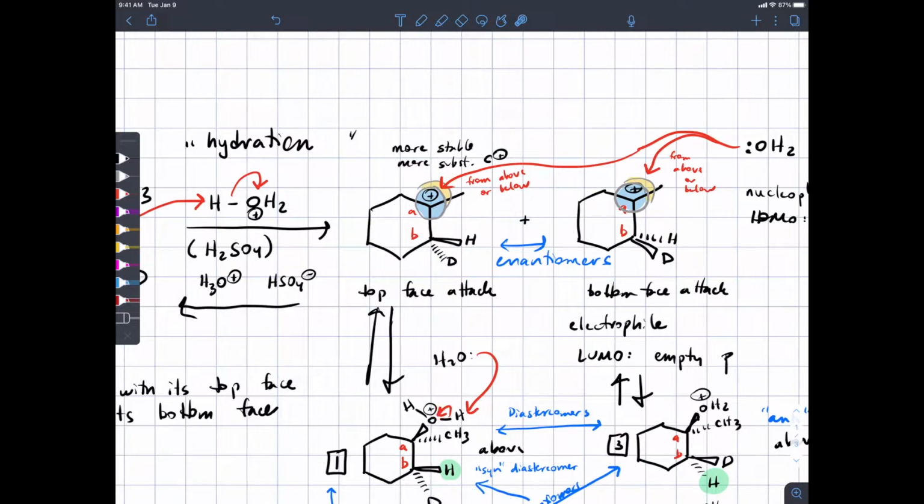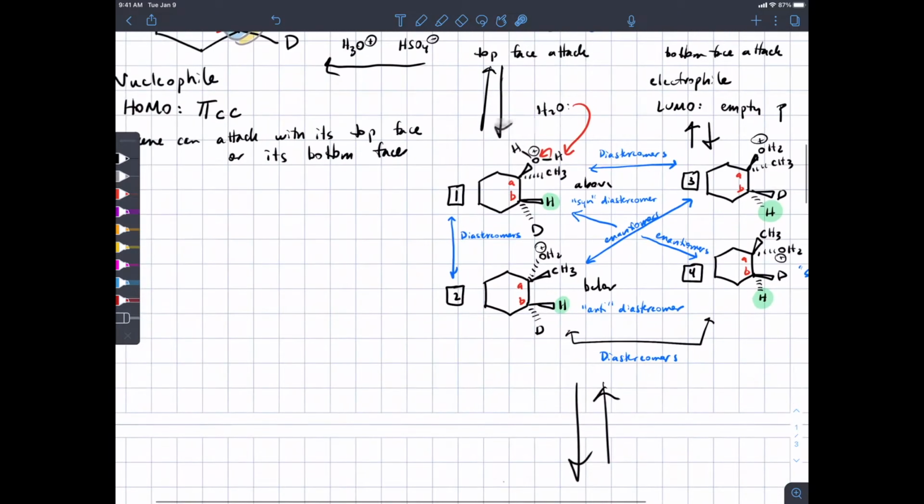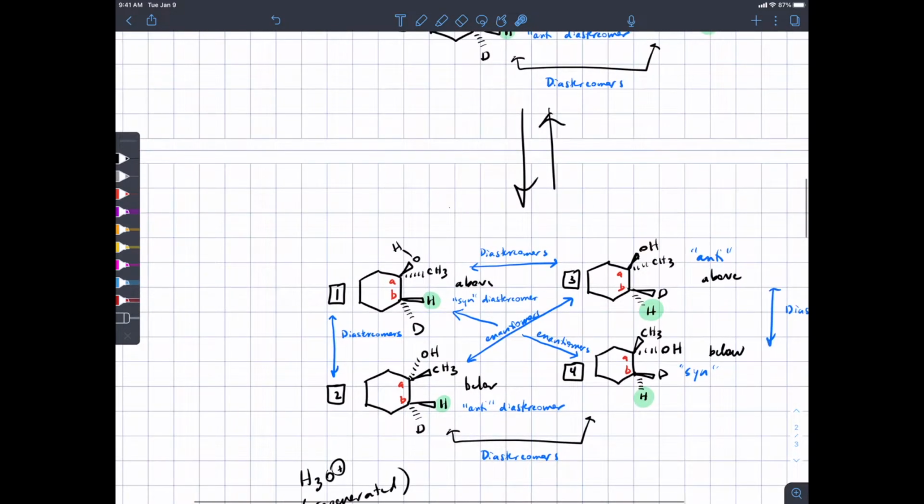This oxonium ion looks kind of like hydronium, only one of the things is a carbon instead of a hydrogen. Its pKa is going to be basically the same as hydronium, so it's very easy for water to remove this proton and for us to isolate the neutral alcohol.